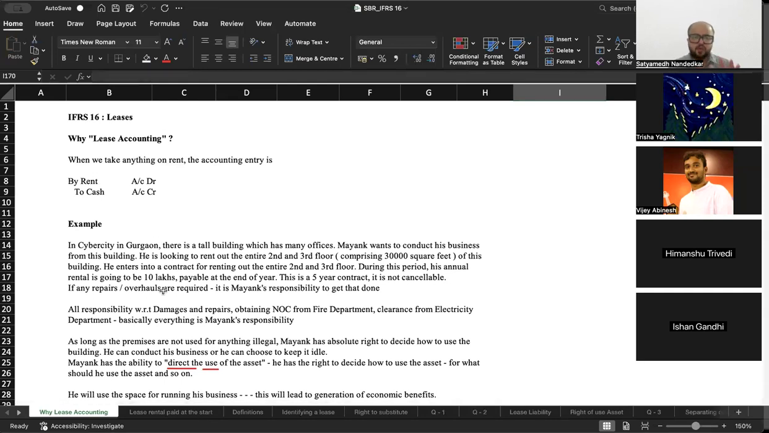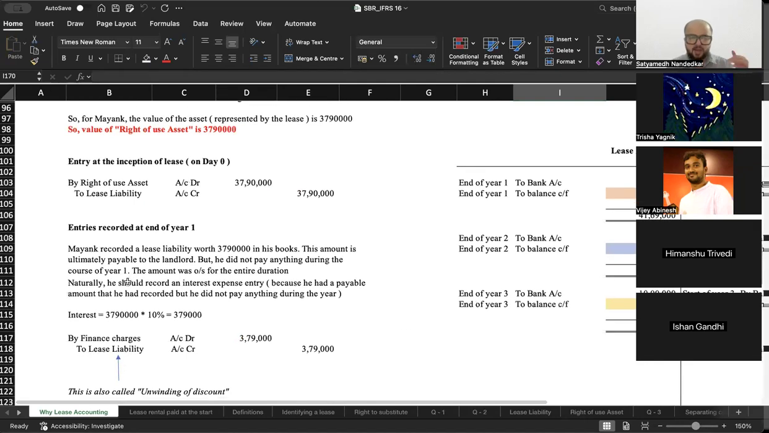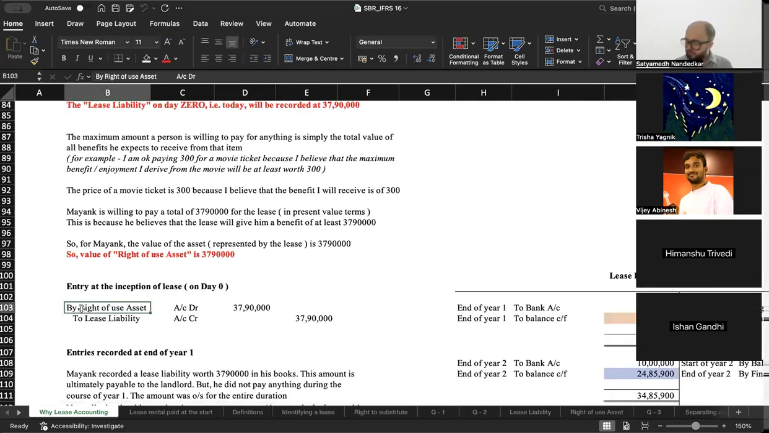Now have a look at this. Why lease accounting? Because if you go with the rent to cash entry, then it doesn't really make any sense, given that we are trying to do a faithful representation of all the transactions that happen in the entity. When I record a lease as a tenant, as a lessee, the entry that I record at the inception of the lease is: right of use asset account debit, to lease liability. Now, this right of use asset is the asset that you have taken, but legally it is not in your name, and yet you have decided to record this particular asset in your books of accounts. Right of use asset is the leased item that you have taken, and lease liability is the amount that you have undertaken or promised to pay over the course of the next 5 years.